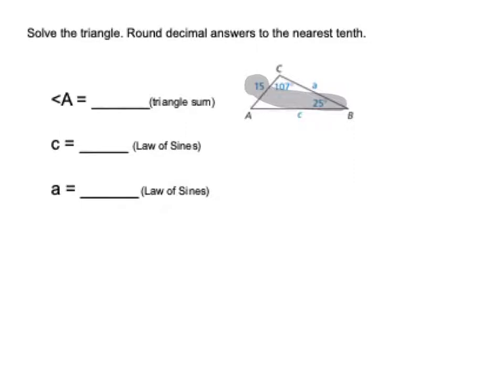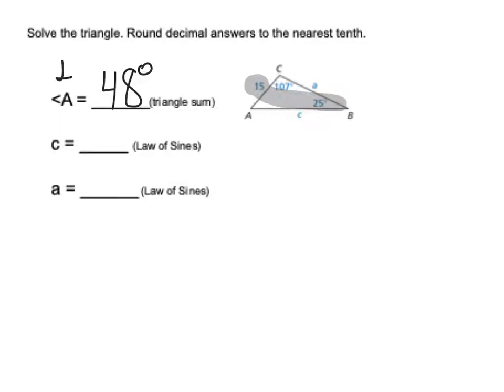But let's go ahead and just start with something a little bit easier first. If we need to figure out what angle A is, which is our top question, we can just use triangle sum. 107 and 25 subtracted from 180 is 48 degrees. So let's start nice and simple. We've done that 1,000 times before. Now we want to find side C.